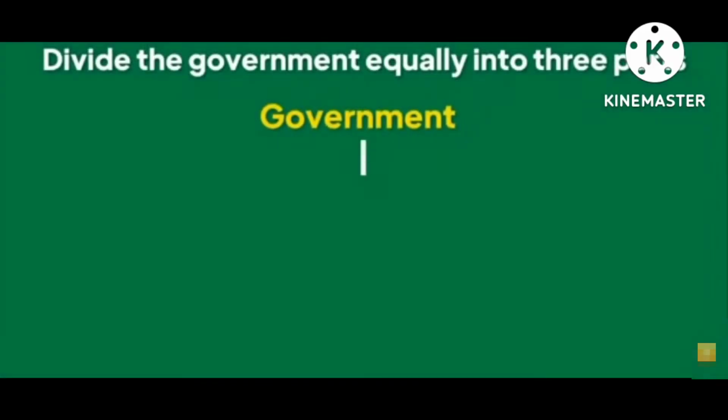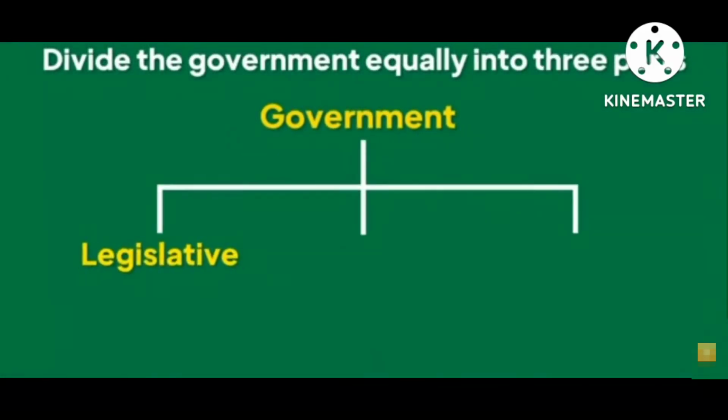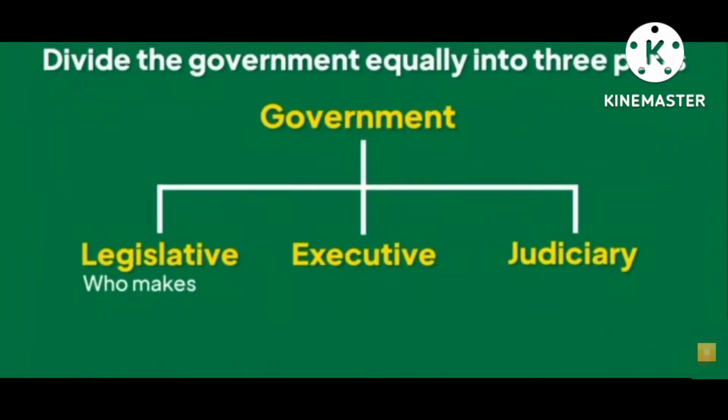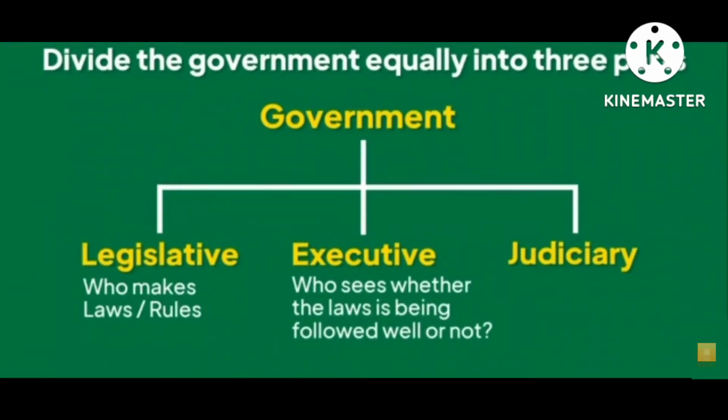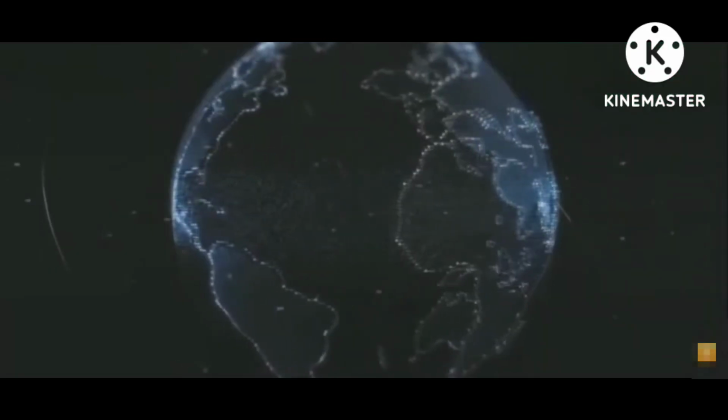According to this constitution, the government was divided into three parts: legislative, executive, and judiciary. Legislative was the one who made the rules. Executive was the one who sees that the rules are followed or not. And judiciary was the one who punishes the people who did not follow the rules.